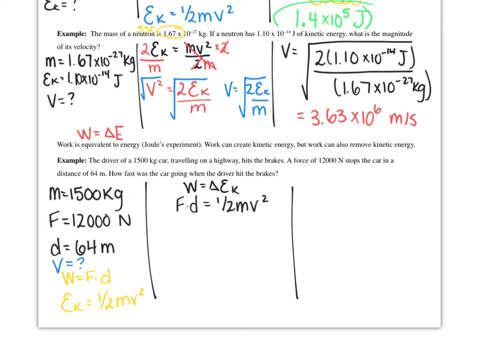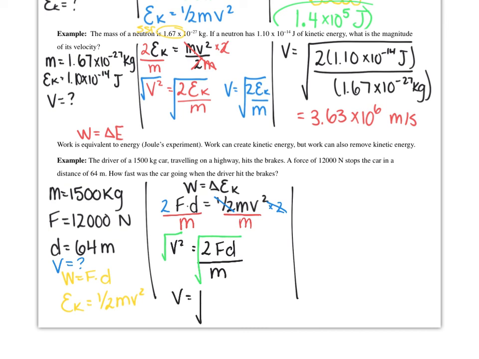So we need to solve for speed in this case. So I'm going to multiply both sides by 2 to cancel my 1/2. And I'm also going to divide both sides by mass. That leaves me with v squared, just switching sides here, is equal to 2 times force times distance all over mass. And to get v by itself, we are just going to square root. And we find that v is equal to the square root of 2 times force times distance all over mass. We have all of those pieces of information, so we can obviously solve this.